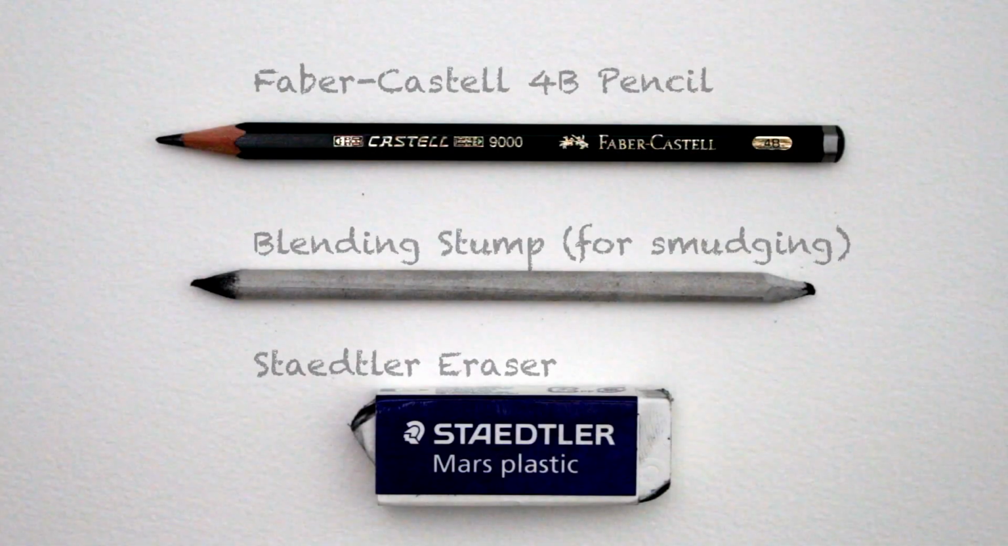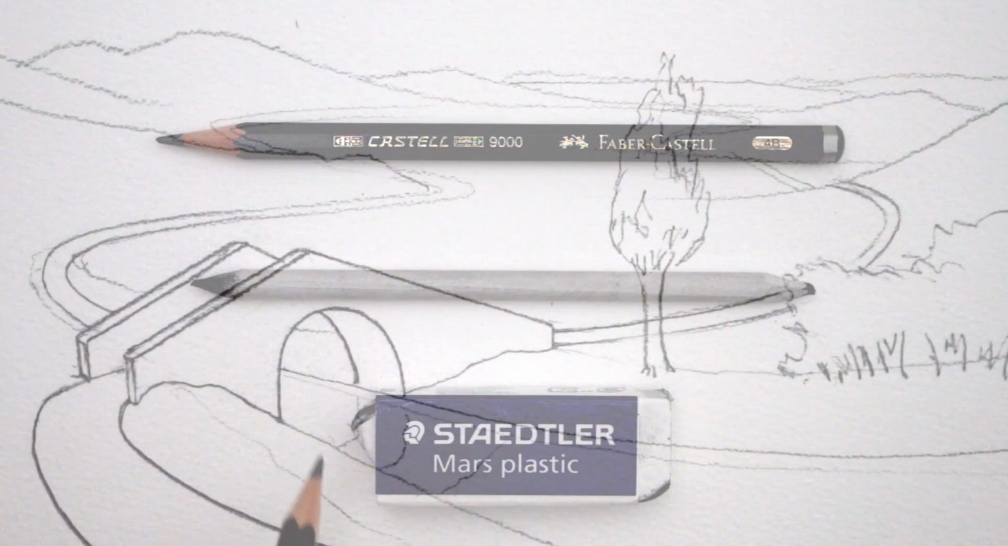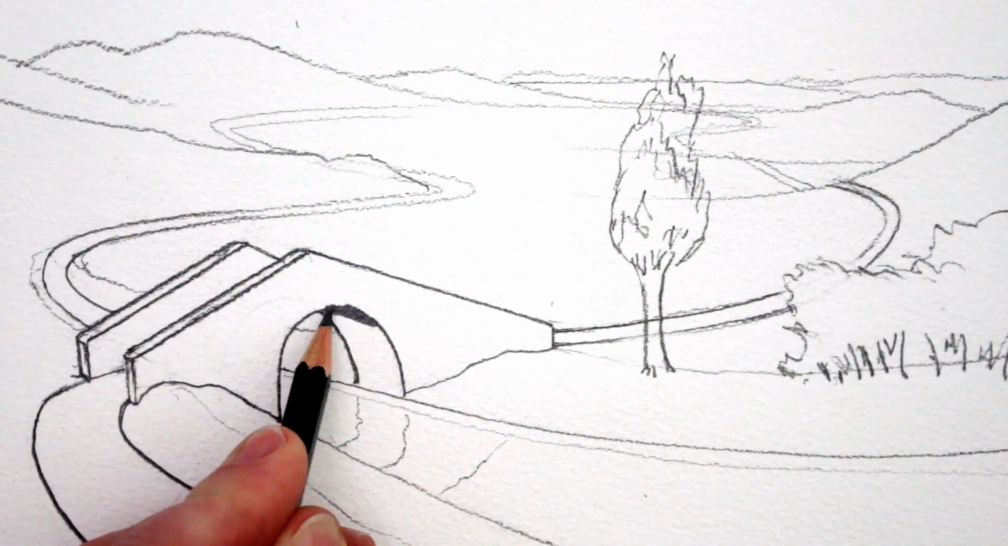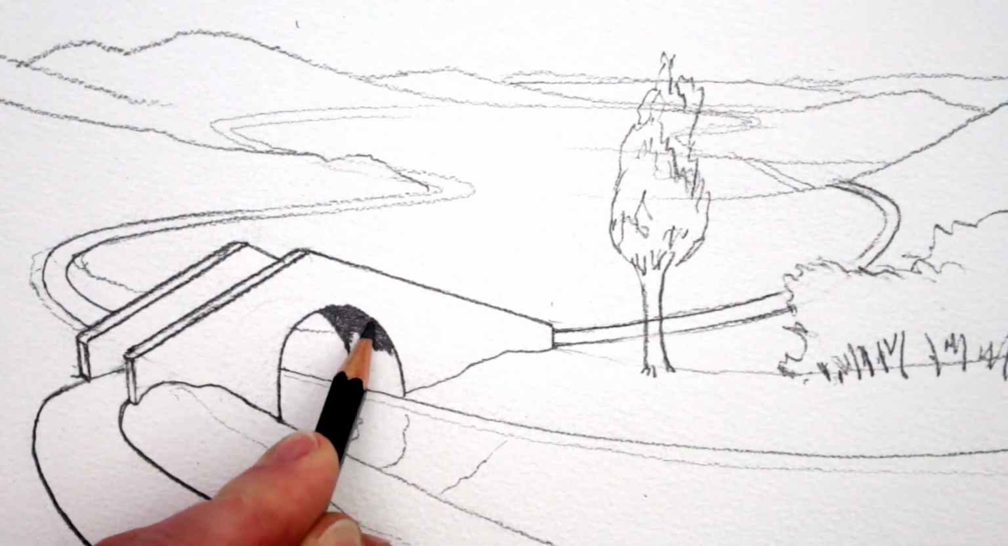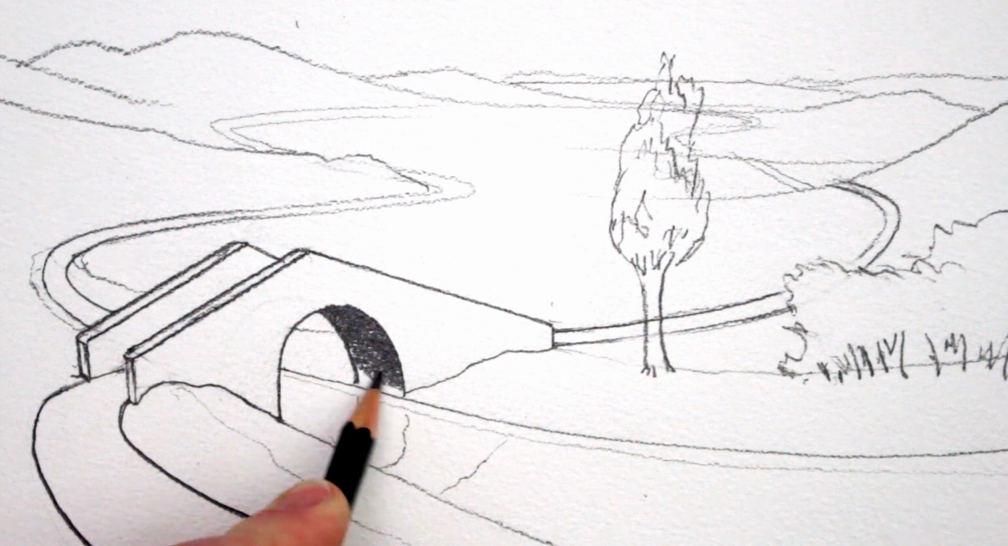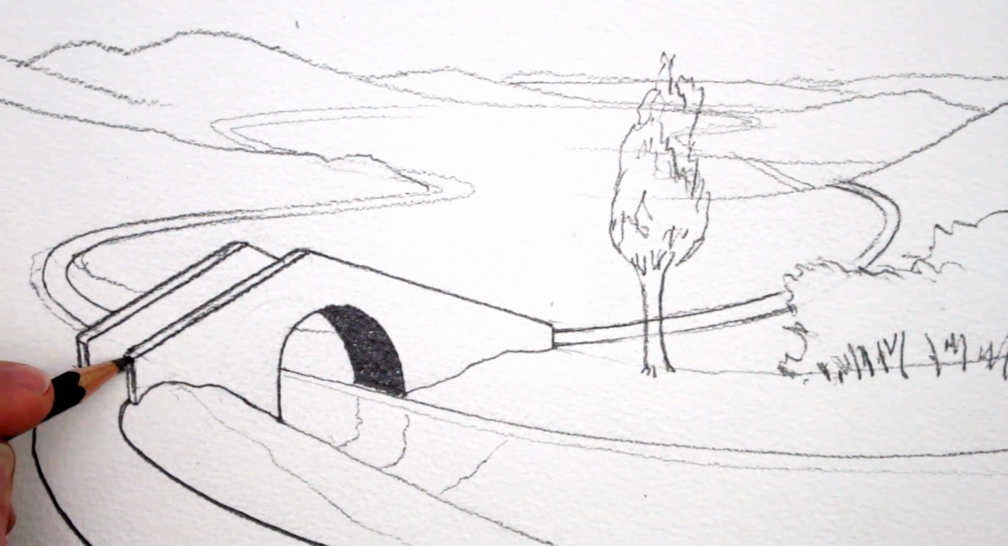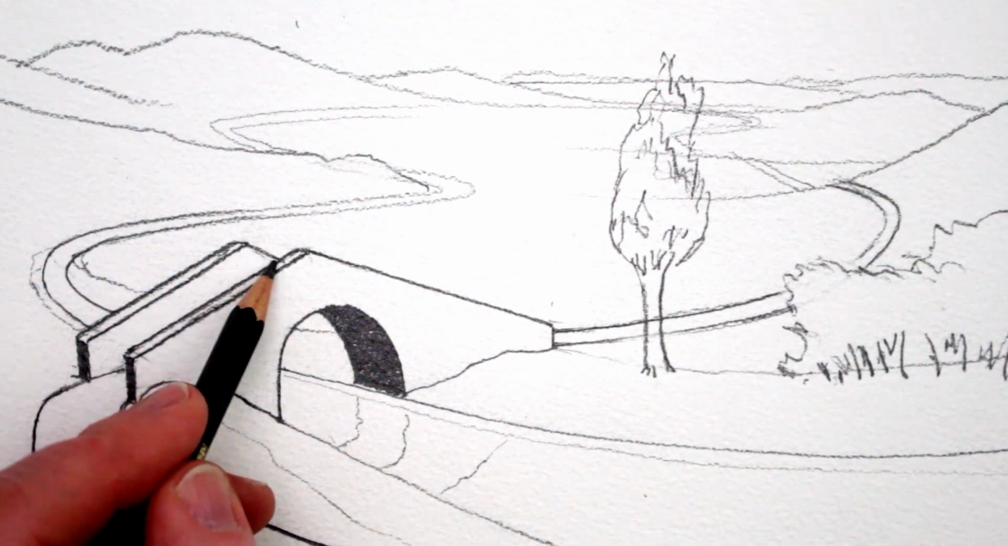For this drawing I'm using a 4B pencil, a paper blending stump and an eraser. If you don't have a blending stump for smudging, an eraser can also do this. Now it's time to add the tone for the drawing, the shading. I'll start by shading the really dark tone under the bridge, and that will be the darkest tone in the drawing, I should think.